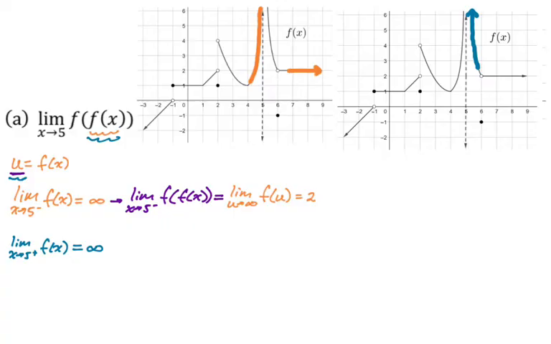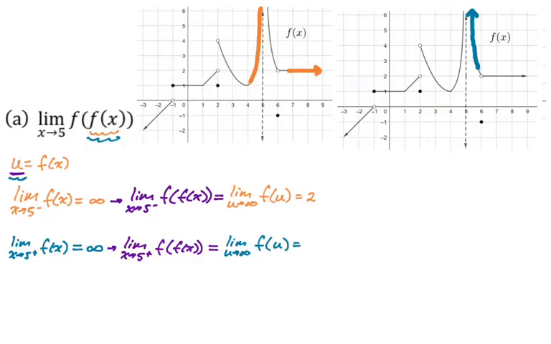So that's still infinity. And then let's rewrite it again. So the limit as x approaches 5 from the right of our original, which is f of x, is equivalent to the limit as u approaches infinity of f of u. So this composition idea is a big deal.